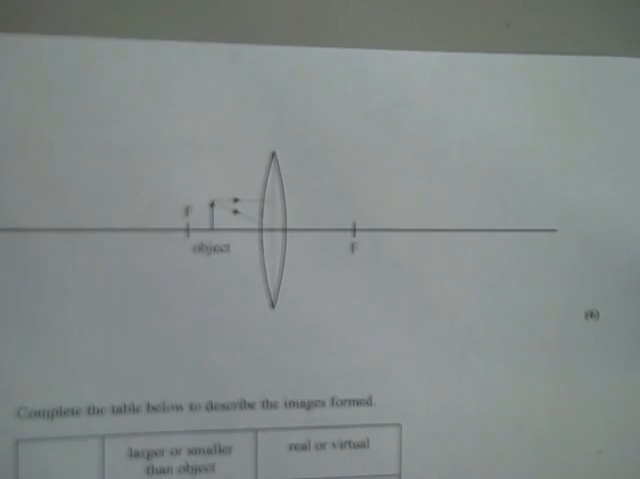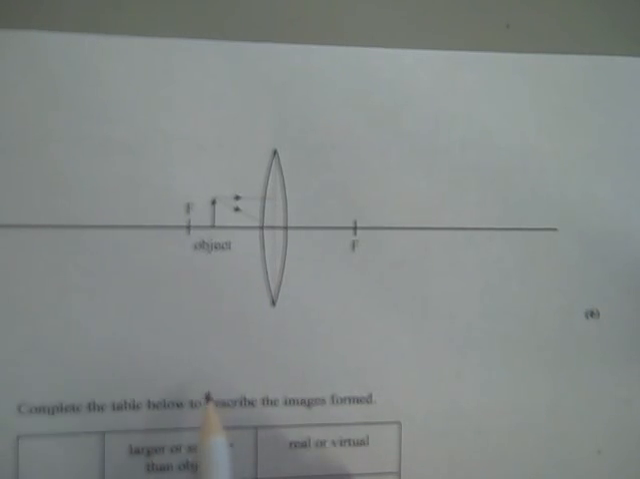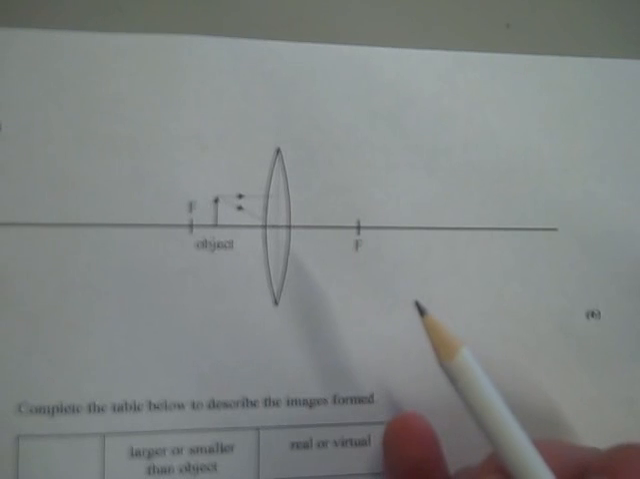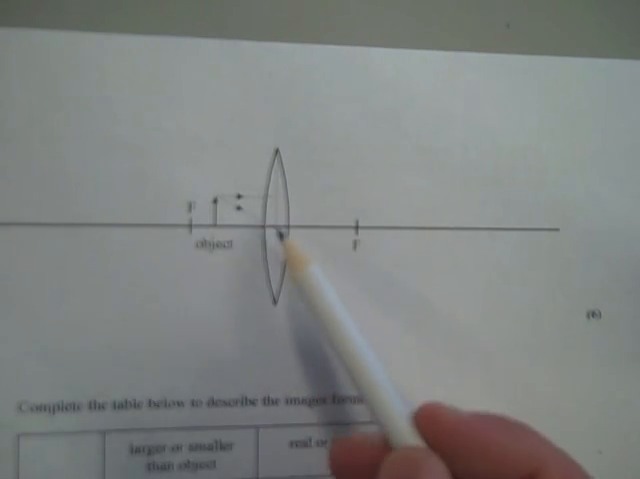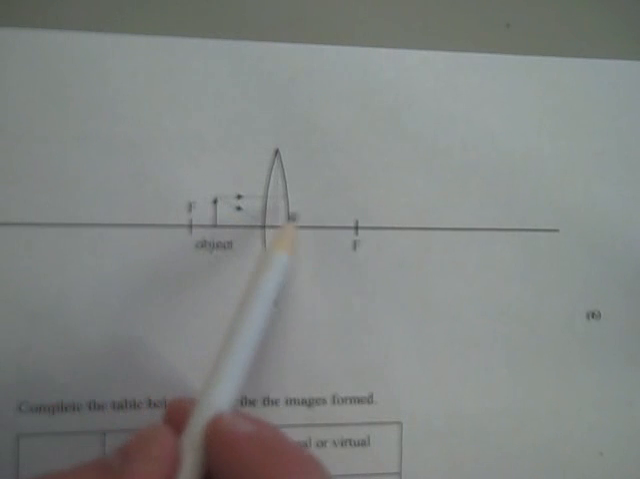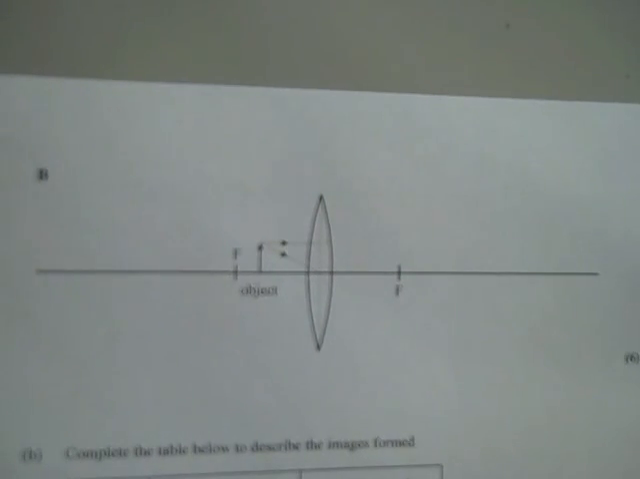Next sort of question, you may get this one. Now on this occasion, the object is between f and the lens. Now this is too close for it to actually converge. These two lines, this one being parallel will go through f, and this one is going straight through the centre. Because it is between f and the lens, what you'll actually get is a virtual image. Observe.